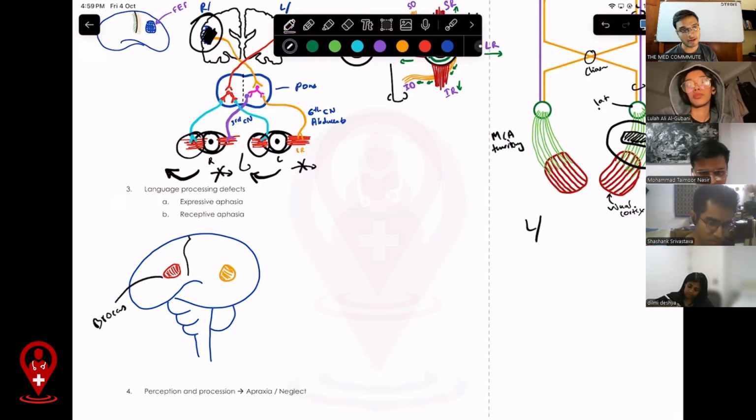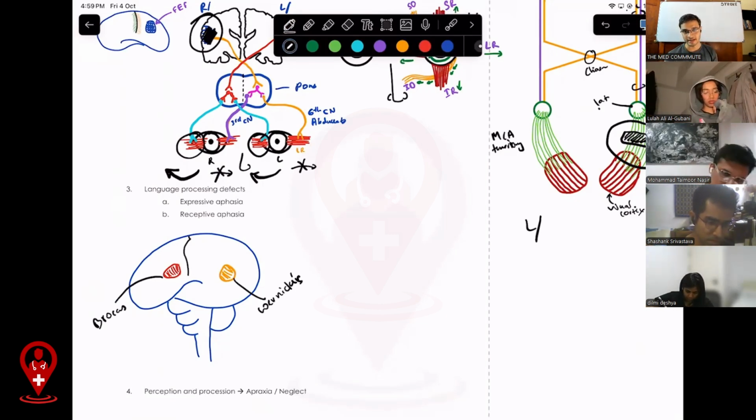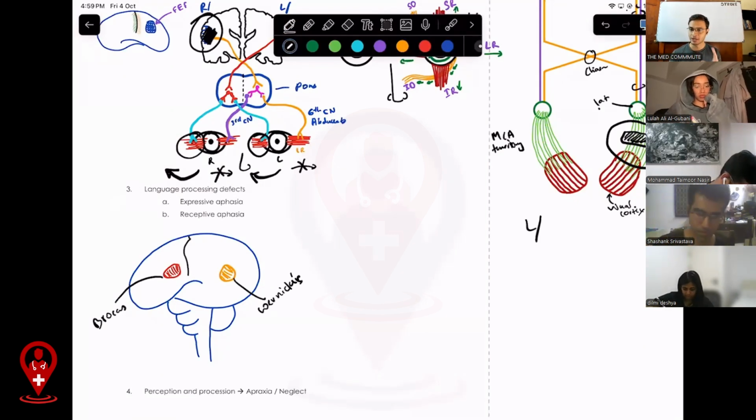Broca's area, right? Then here, the yellow one is what we call the Wernicke's area, right? So we have the Broca's area and the Wernicke's area. These are language processing areas. These are found in the left hemisphere, majority left hemisphere. Now, what are they responsible for?